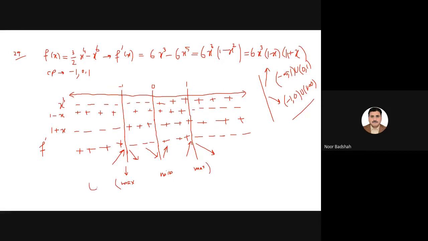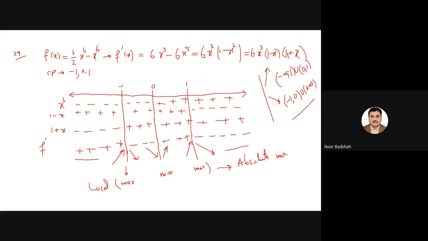What about absolute? You see, from the extreme left, it is positive, and on the extreme right, it is negative. It means the function has absolute max, and that will be where? That will be either at minus one. One of these locals will be absolute. It could be both of them.